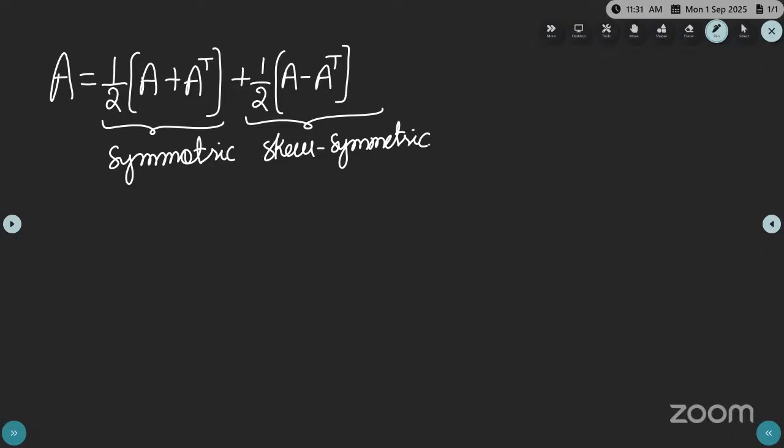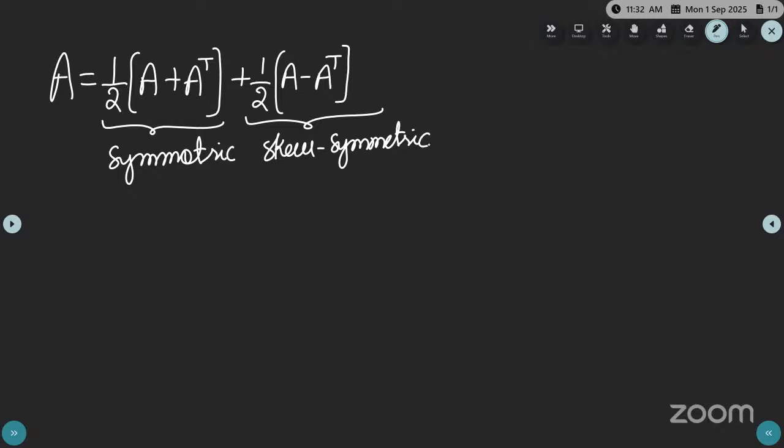Every square matrix can uniquely be expressed as a sum of a symmetric and a skew symmetric matrix.